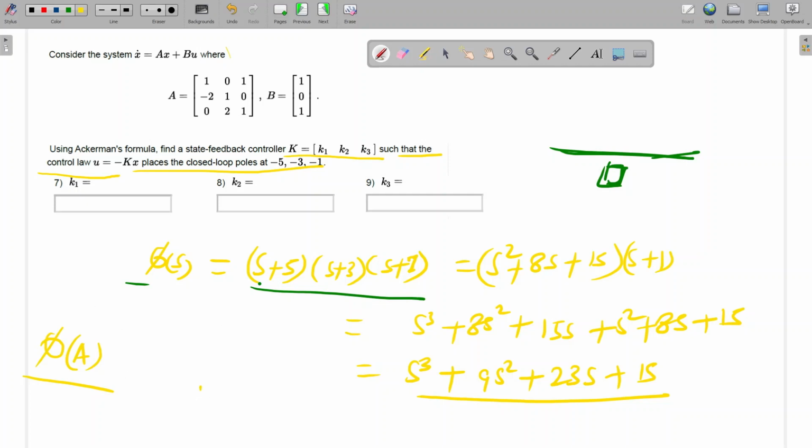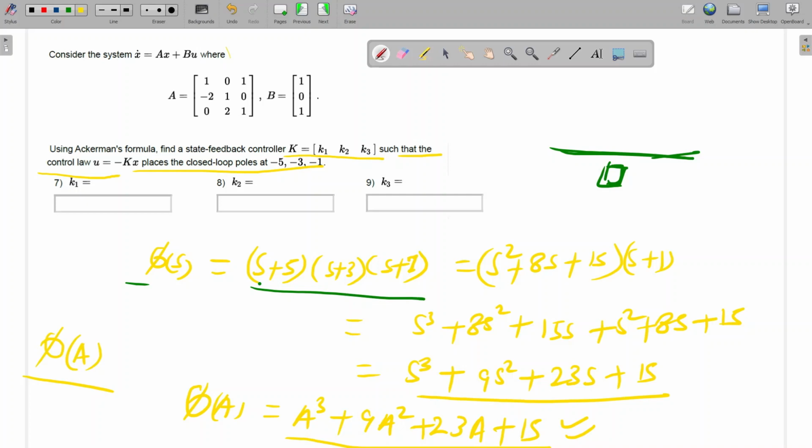So phi of A will be A cube plus 9A square plus 23A plus 15. This will be a lengthy calculation. We can use a calculator. I think in the exam this kind of lengthy question cannot come, because a normal calculator has matrix computations.